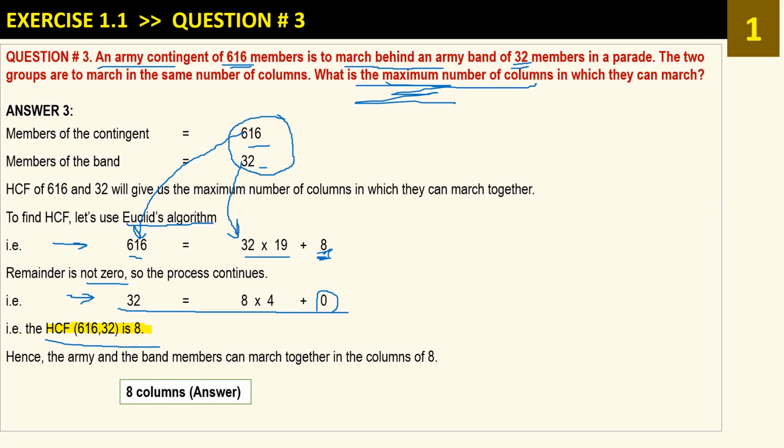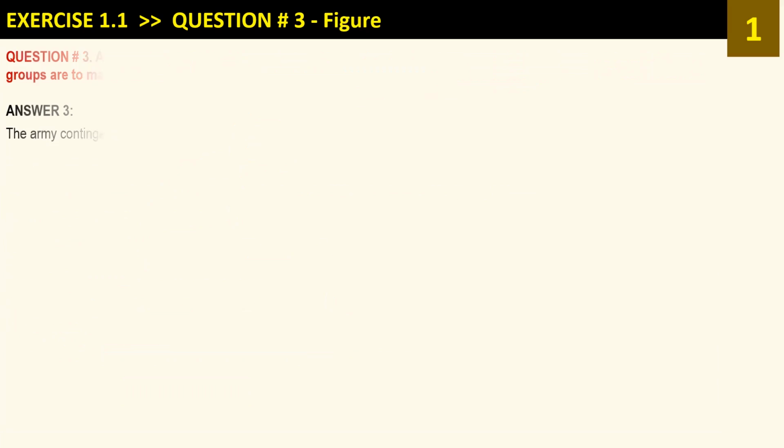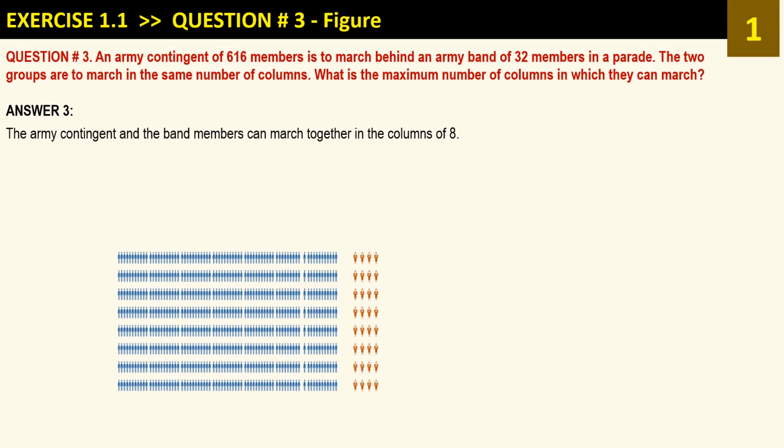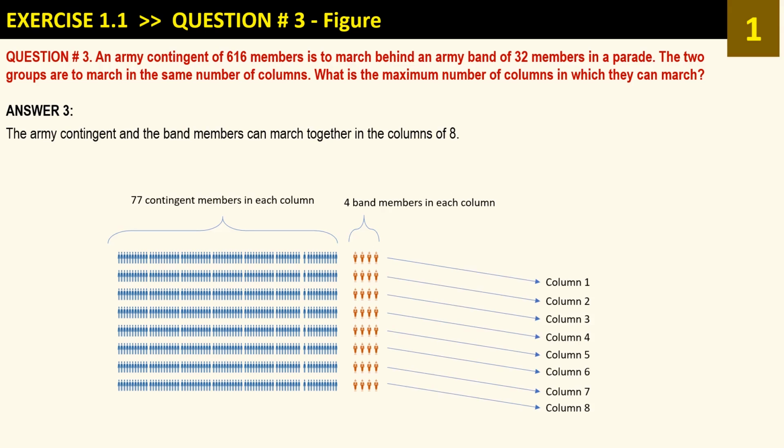But if we were to visualize this, how would these columns of the army band and the army contingent look? Let's see it in this picture. We found that there are 8 columns. If you count, these are the 8 columns: column 1, 2, and 3. One column is of this length, with 77 members of the army contingent, and then 4 members in each column for the army band.